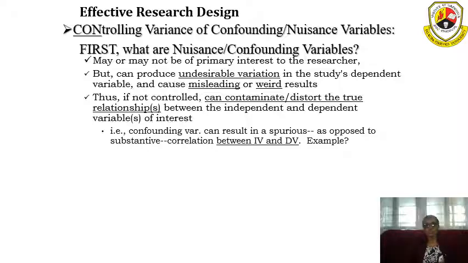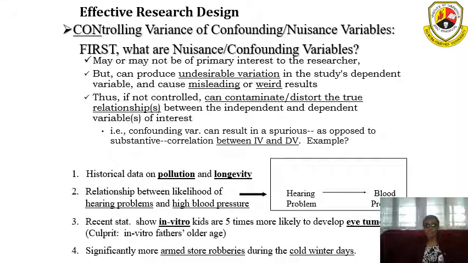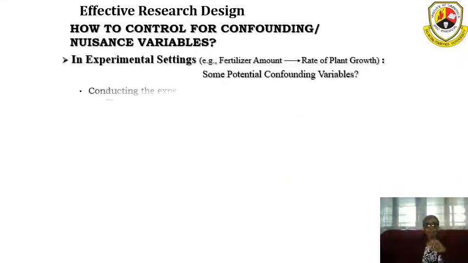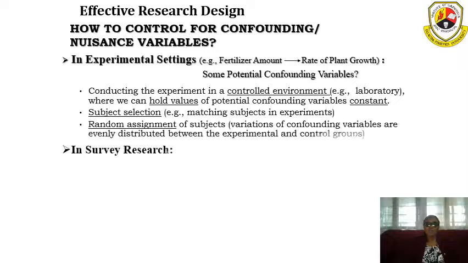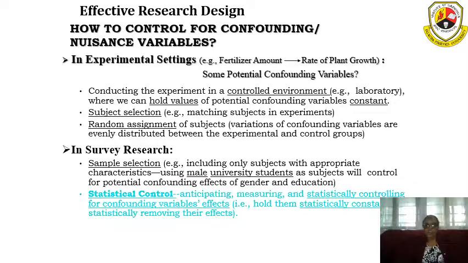So one of the ways we control confounding variables is, for example, laboratory experiments. That is one way that we try to control those confounding variables. And so that's one, experimental labs. And then for surveys, what we do is only include subjects with appropriate characteristics. So this is one of the ways we try to find out, does this thing actually cause this? Try and not get errors with our respondents.